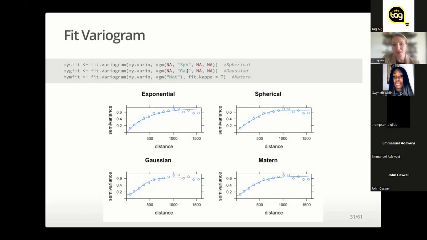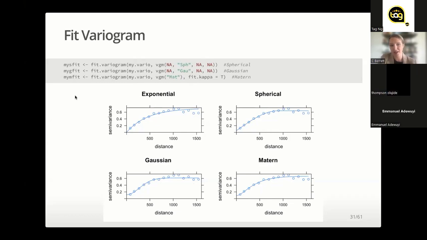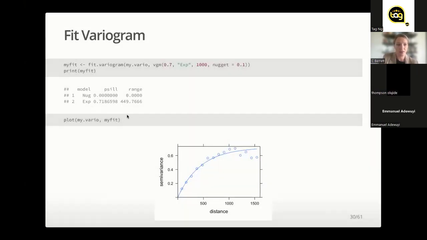Likewise, I could fit it with spherical, Gaussian, or the Matern. When I use the argument in the fit.variogram of fit.kappa equals true with the Matern correlation structure, then it will fit that kappa. So we're not forcing it to be an exponential or a Gaussian, but we're actually letting it estimate. And in this case, it looks like it's something in between the exponential and the Gaussian. This is the spherical estimate. I just plotted all of these the same way I plotted the one on the last page with the plot of the variogram object and the fits.